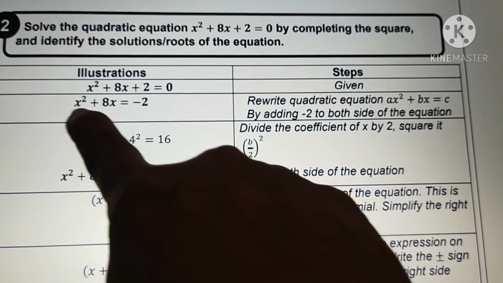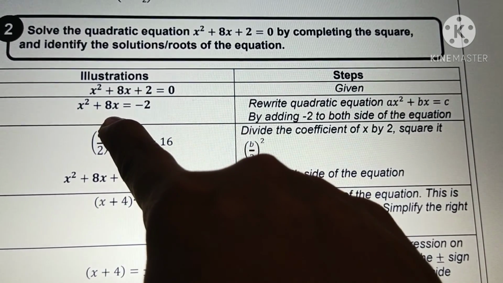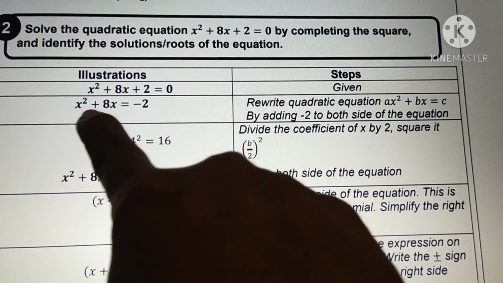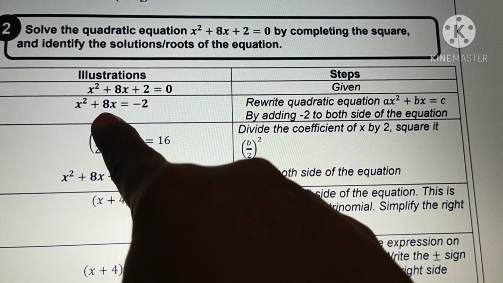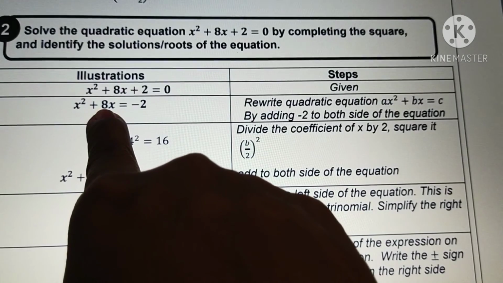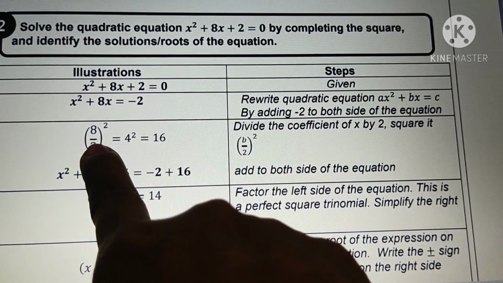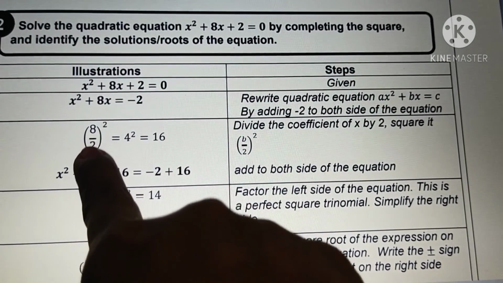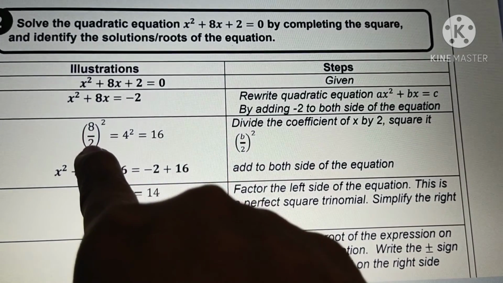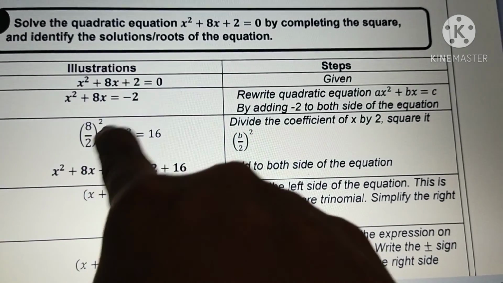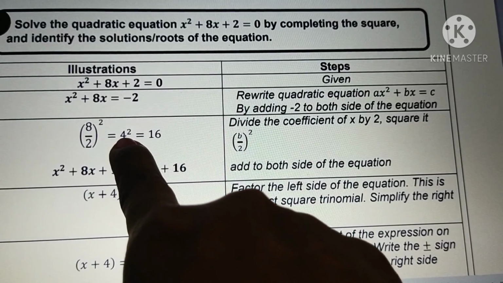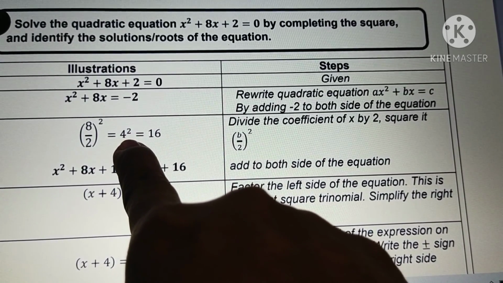So, from here, since ganito na yan, we will complete the square now. What is the coefficient of x? The coefficient of x is 8. So, use the formula b over 2. So, 8 over 2 quantity squared. 8 divided by 2 is 4 squared. That is 4 times 4, 16.